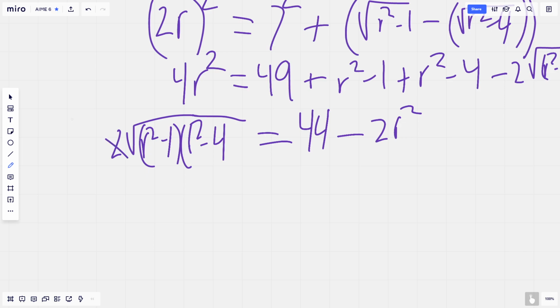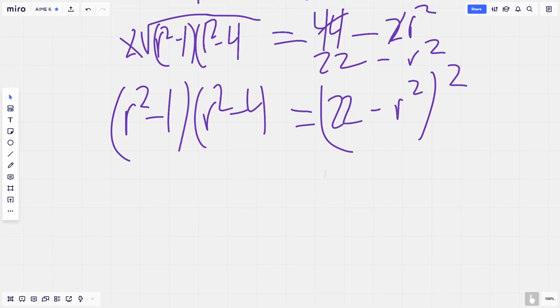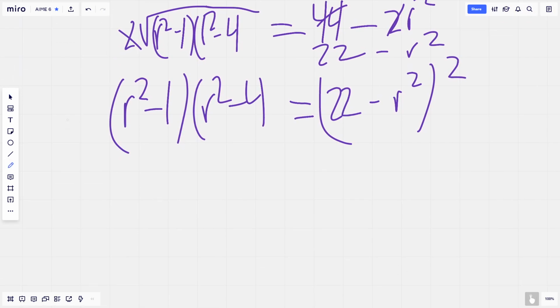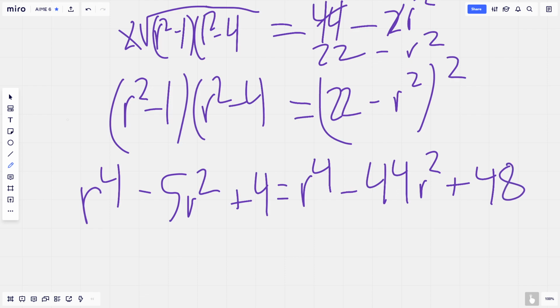So if we divide by 2, this is going to become 22, and this is just going to become minus r squared. So we square this, and we get r squared minus 1 times r squared minus 4 is equal to 22 minus r squared, squared. So we can expand this, and expanding the left side gives us r to the 4th minus 5r squared plus 4 is equal to r to the 4th, minus 44r squared, and 22 squared is going to be 484.